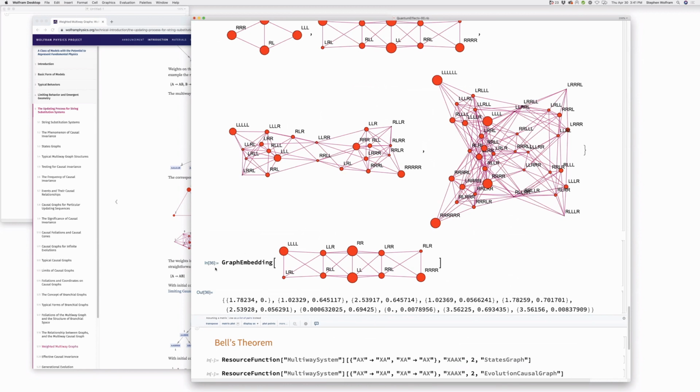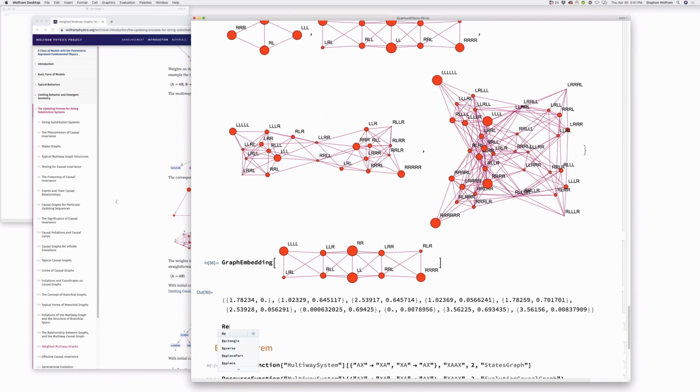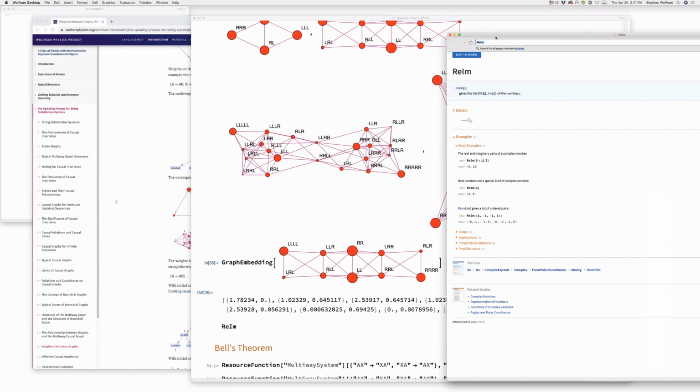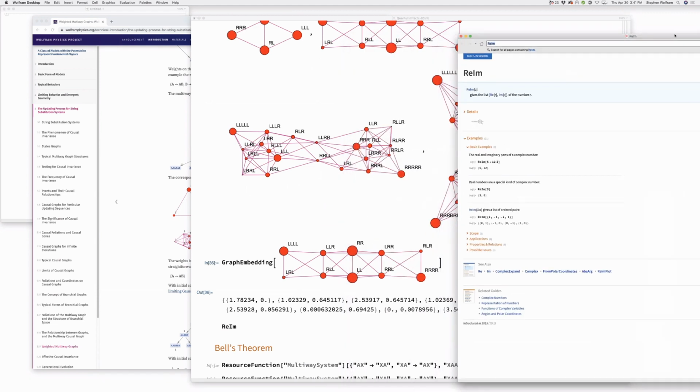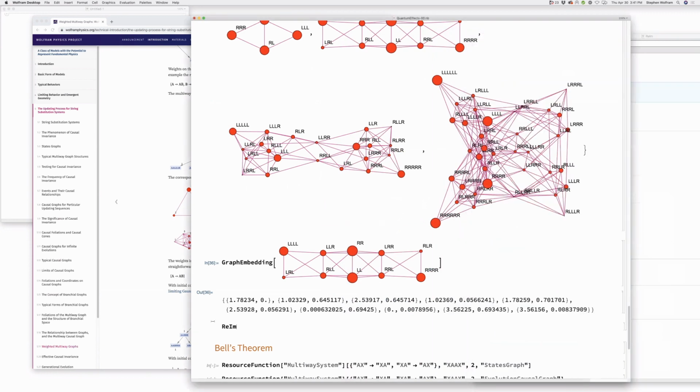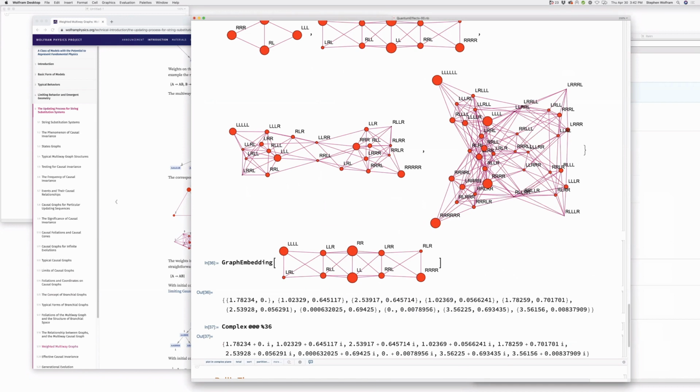Okay, so we can actually do that for this case. So we just have to take, how do you go from a ReIm? Let's see, I want the inverse of ReIm. What's the inverse of ReIm? Is it not just Complex? Yeah, we can probably map Complex onto that. And just say Complex at level 36. Yep, there we have it. Okay, so those are the complex numbers that we get from the embedding of that graph. And then we can also get the path weights.